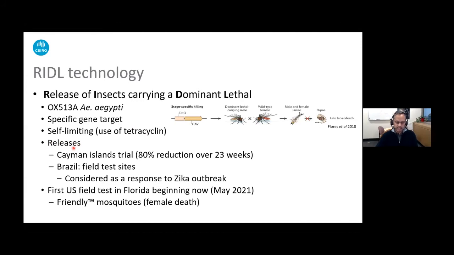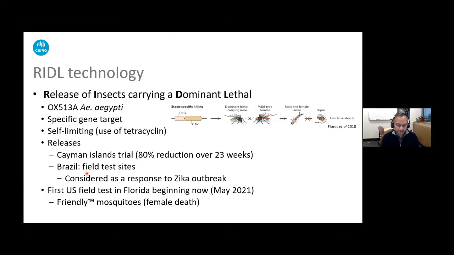In the early 2000s, there was a release done in the Cayman Islands, where they saw about 80% reduction in mosquito numbers over 23 weeks. There have been some field test sites in Brazil, and it was really considered as a response to the Zika outbreak. The Zika virus, if you remember, caused a huge outbreak in 2015, 2016, which led to infants being born with microcephaly. So at that time, this technology was really considered, although not used.